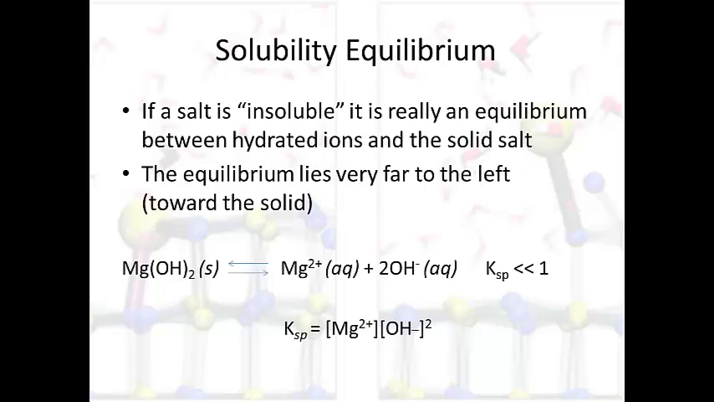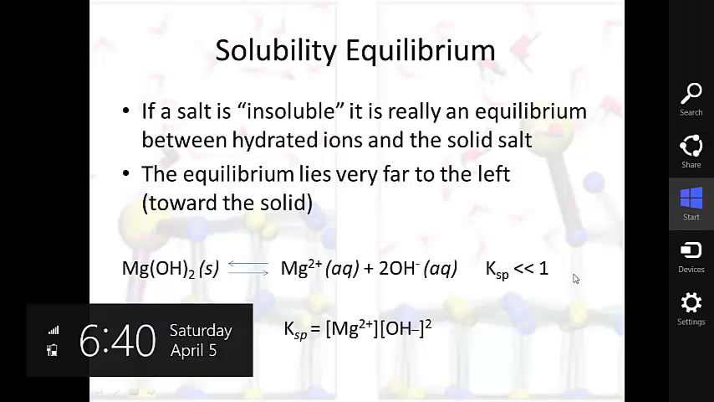So this is a solubility equilibrium. We've been talking about all types of equilibria, and in this case we're just talking about a solid dissolving into its ions. If a salt is considered insoluble, it's actually in equilibrium with its solid state and a small amount of hydrated ions. This equilibrium lies very far to the left toward the solid. So we're considering it insoluble because it's mostly still in the solid form, but we do still have some of these ions in solution. But the KSP will be much less than 1.